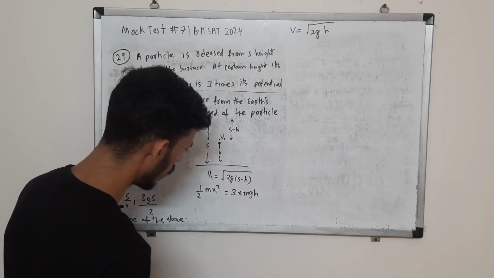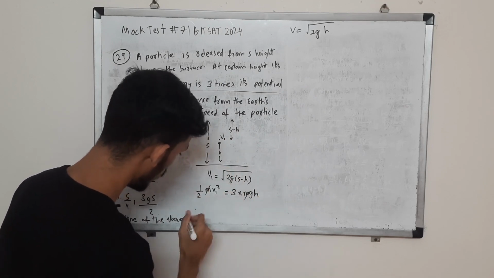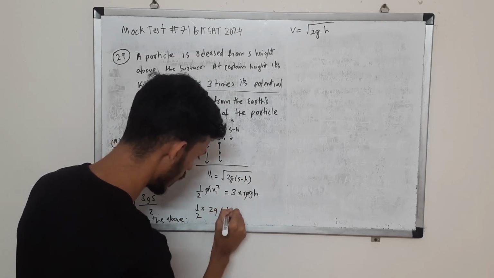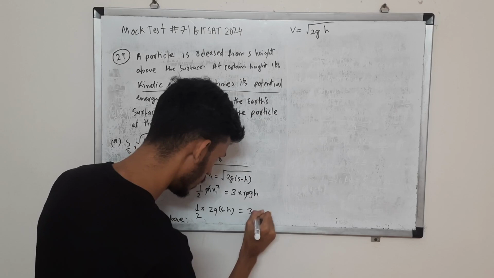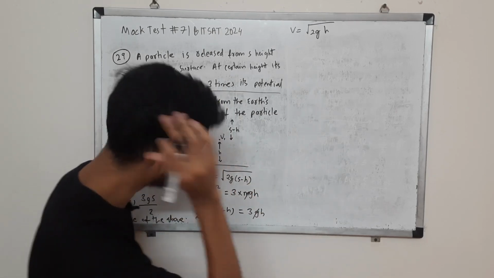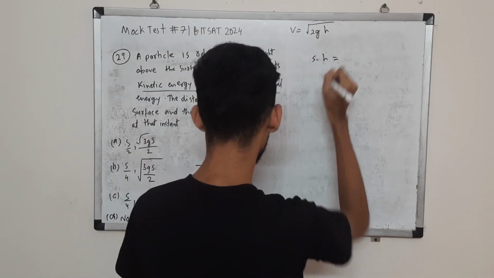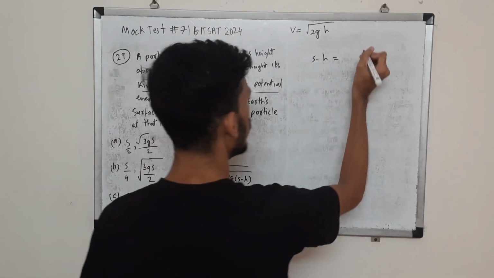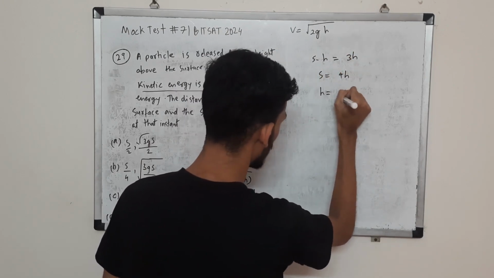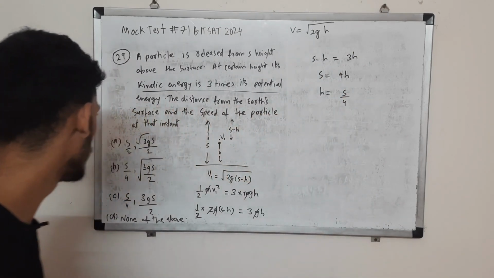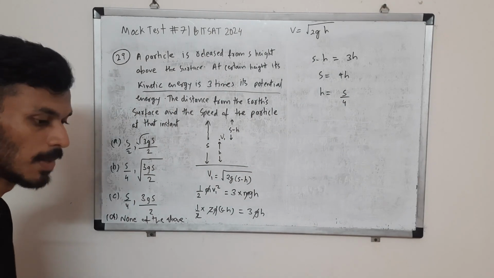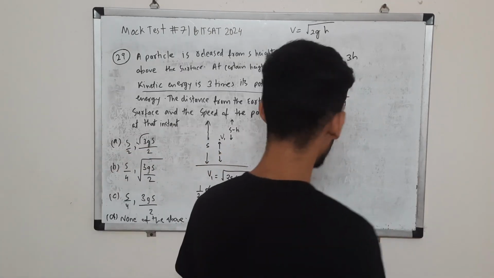Now we can cancel this m and m. Half v1 square will be half times 2g, the square root will get cancelled, times s minus h, and we'll have 3gh. So g gets cancelled, 2 gets cancelled, and we have s minus h is equal to 3h, right? So s is equal to 4h, or h is equal to s by 4. Let me check that. Yeah, that is correct.